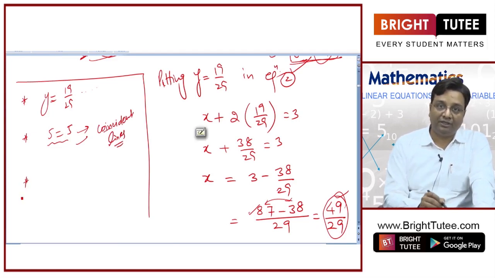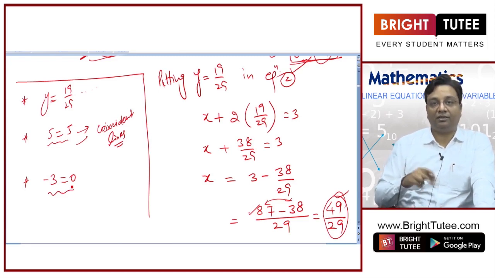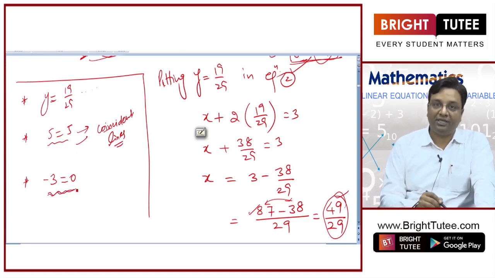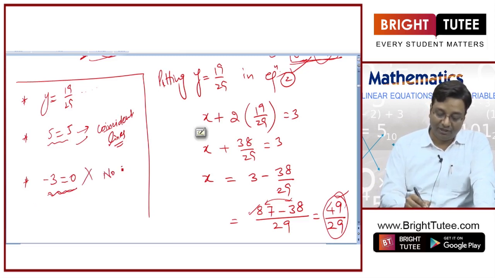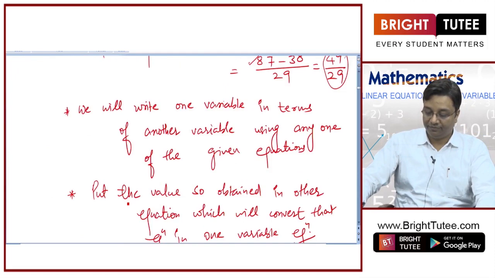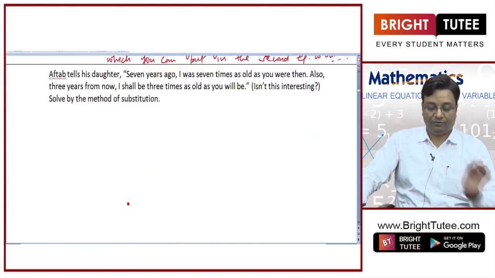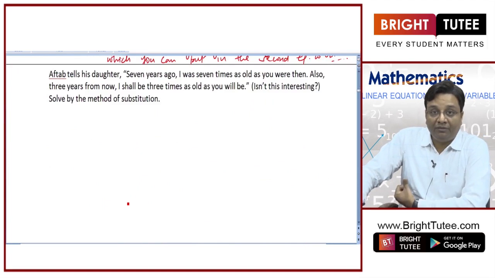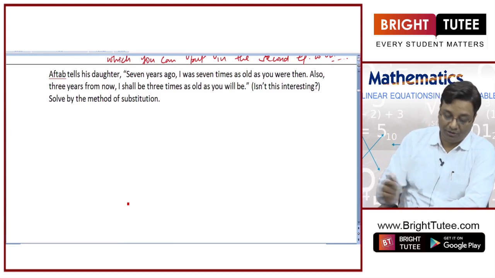There can be a third situation where you get weird results, for example, -3 equal to 0. If by substituting one variable in terms of another you get weird results like this, which is not true in mathematics, then we will say that these equations have no solution. And this happens in case of parallel lines. Okay, so you take care of these points. Now we will move to this example. We have done this example in previous lectures also, but this time we will do it by the method of substitution.